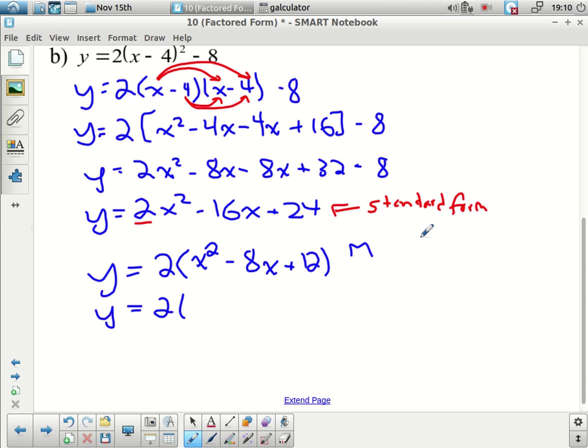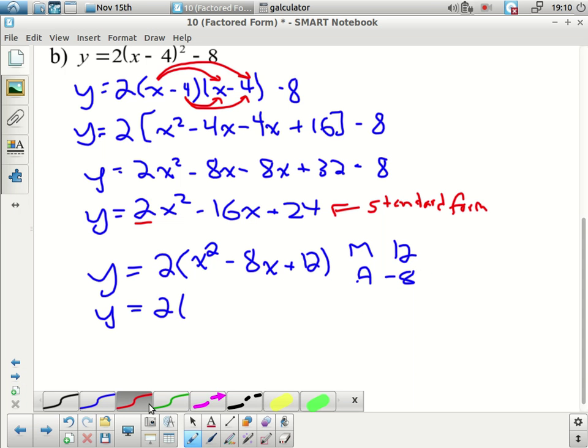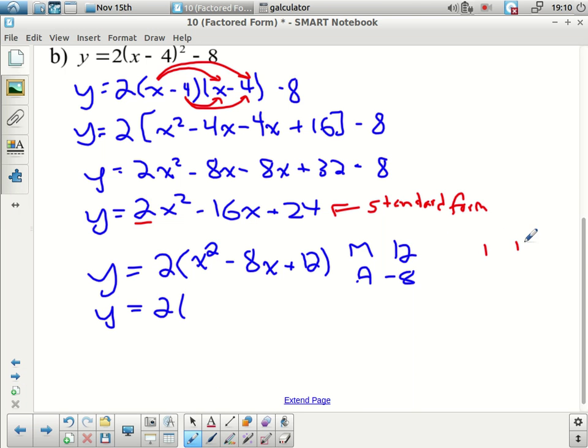So I need two numbers that multiply to 12 and add to negative 8. Okay, so again, we'll start with what are some pairs of numbers that multiply to give us 12. Well, it's positive. So we could do 1 and 12. We could do 2 and 6. Or we could do 3 and 4. Those are all the different factors of 12.